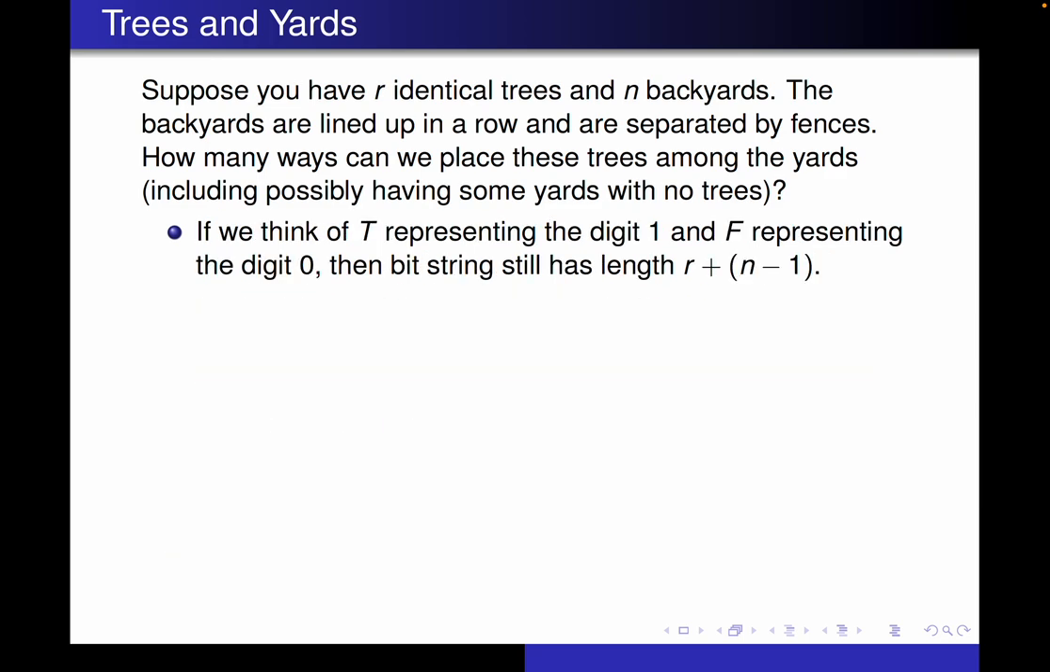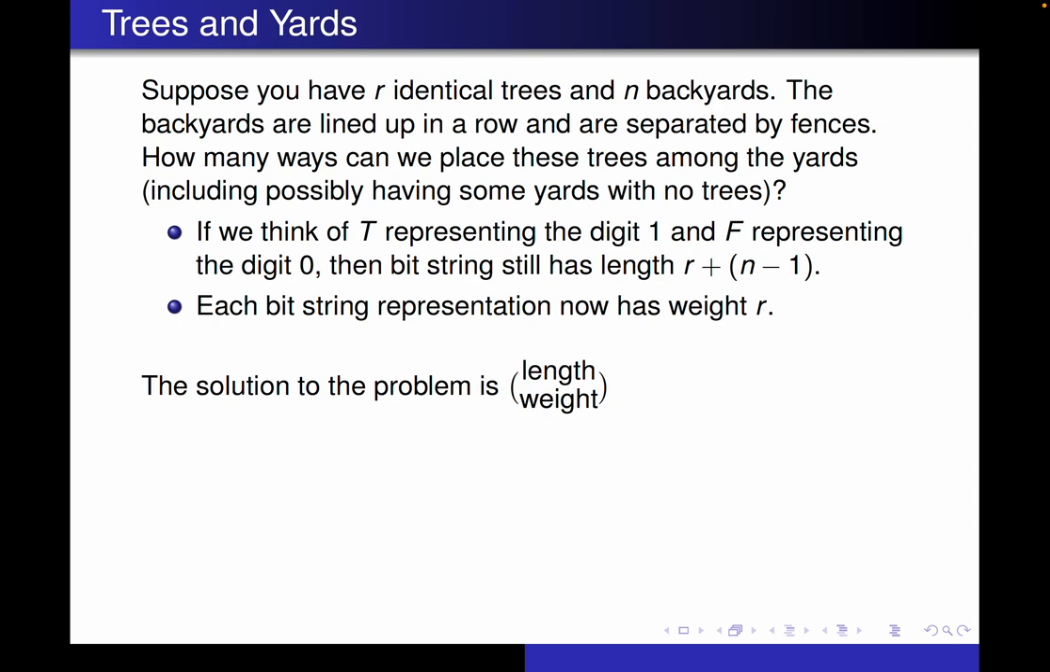Now, there's no reason we can't let the trees represent the digit 1 and the fences represent the digit 0. That's fine. We will still have the same length, R plus n-1, but now since T represents the digit 1, our weight is now going to be the number of trees, which is R. And if we want to count all the possible ways we can do this, our solution is length choose weight, as it has been this entire time, looking at bit strings. And that means we either get R plus n-1 choose n-1 if our fences are our digit 1, or we get R plus n-1 choose R if our trees are our digit 1.